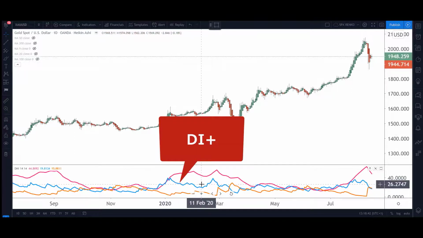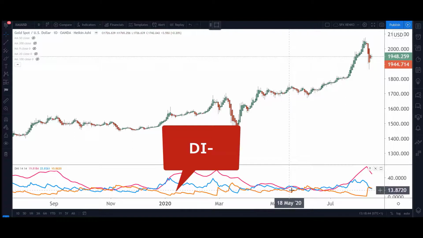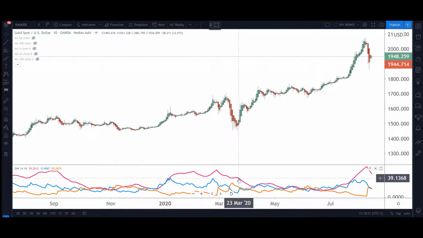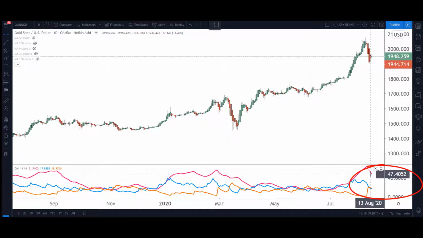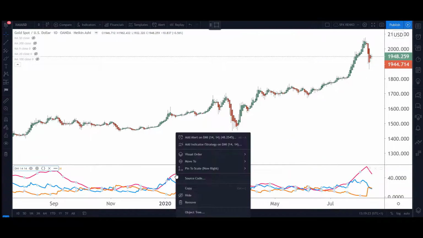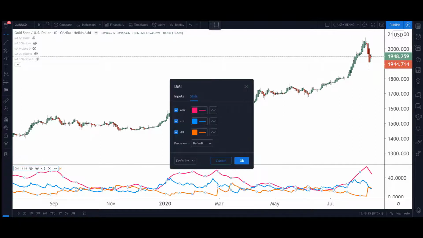So we've got our DI plus line, the bullish line, the blue one, the bearish one, the orange line, the DI minus, and our ADX trend filter. That you can see at the moment is pretty high, above 40, meaning we're in a strong trending market. But we can also see that the two lines are crossing at the moment, which could signify a trend change, and here we have an example of such a happening when it started to turn more bullish.